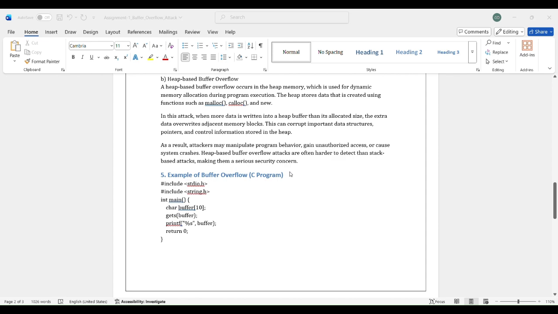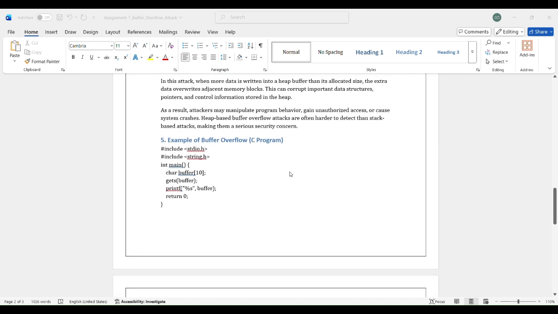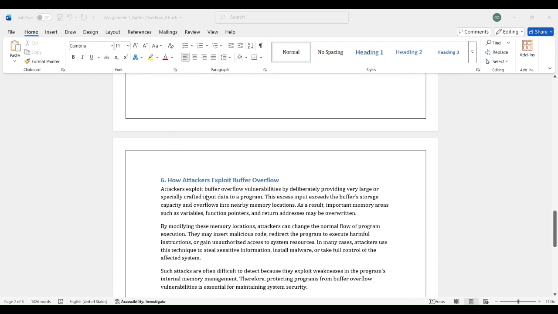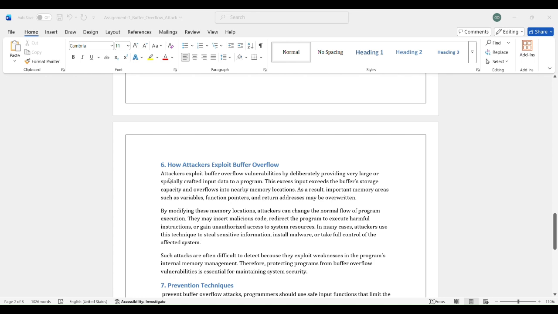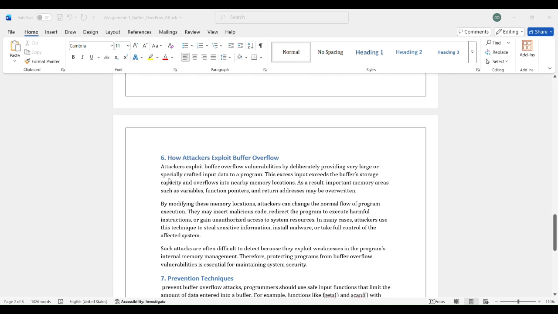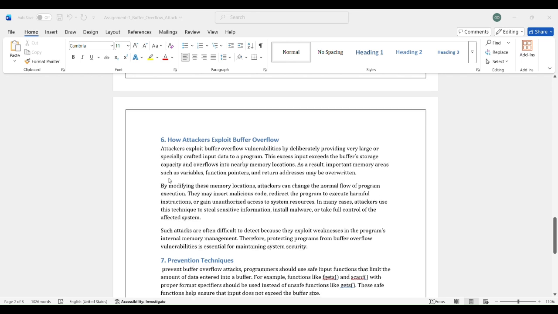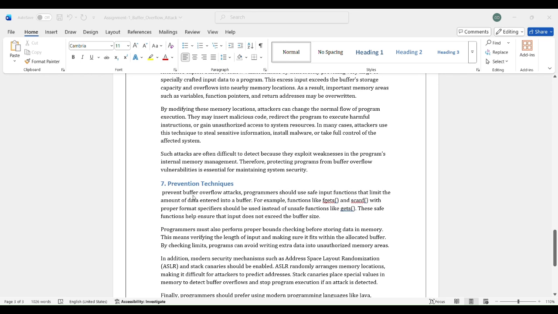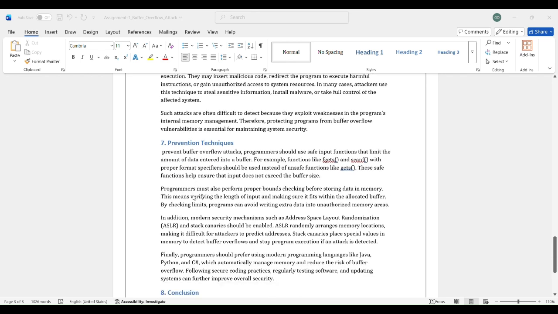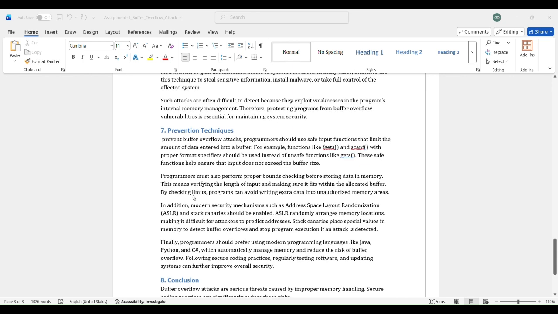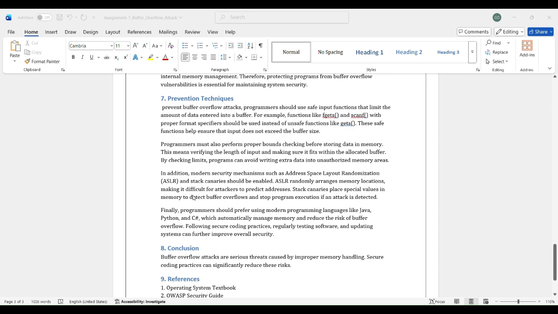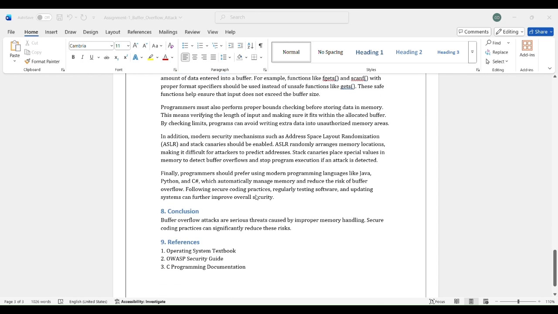6. How attackers exploit buffer overflow. Attackers exploit buffer overflow vulnerabilities by deliberately providing very large or specially crafted input data to a program. This excess input exceeds the buffer's storage capacity and overflows into nearby memory locations. As a result, important memory areas such as variables, function pointers, and return addresses may be overwritten.